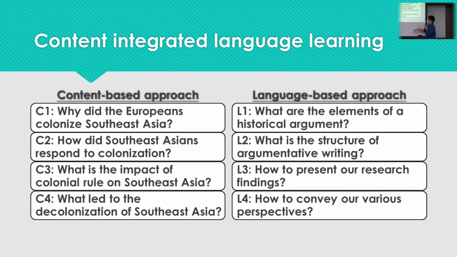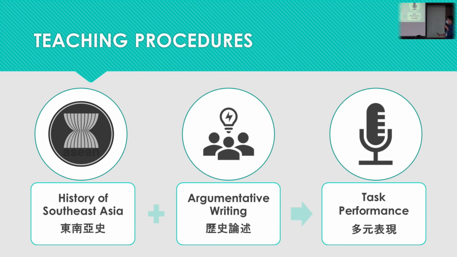And on the other side, there will be the focus of language learning. So this one will be, what are the elements of historical argument? So basically, they will have assertion, reasoning, and evidence. And then, what is the structural argumentative writing? And how to present our research findings. So this is about argumentative writing, and in the end, how to convey their various perspectives to show their critical thinking skills.